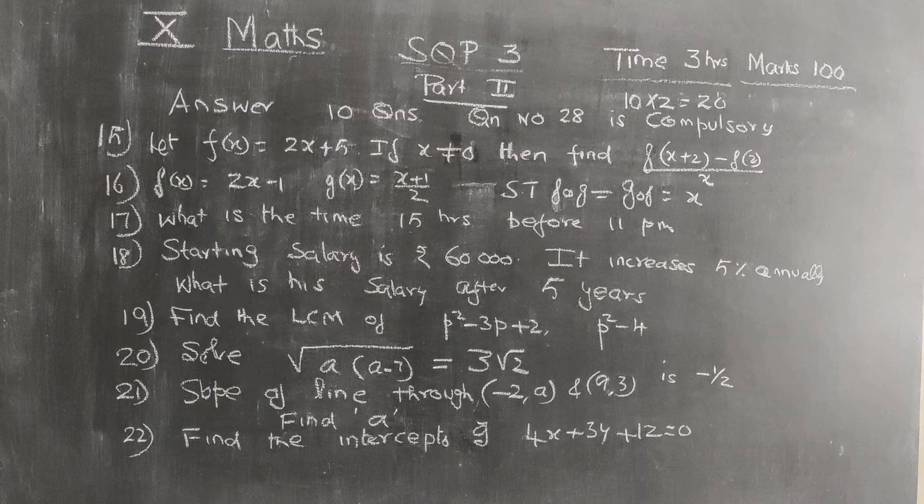Question number 18. Starting salary is 60,000, and it increases 5% annually. What is his salary after 5 years? Question number 19. Find the LCM of p square minus 3p plus 2, comma p square minus 4. 20th. Solve square root of a into a minus 7 equal to 3 root 2. Question number 21. Slope of a line through minus 2 comma a and 9 comma 3 is minus 1 by 2. Find a. Question number 22. Find the intercepts of 4x plus 3y plus 12 equal to 0.